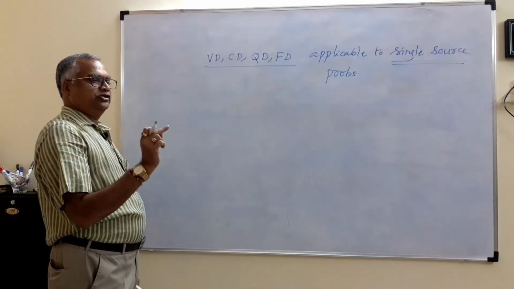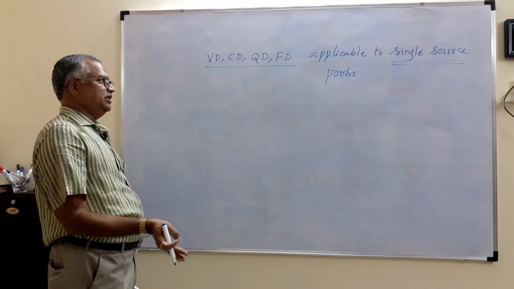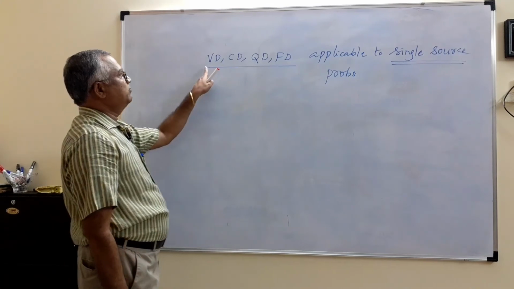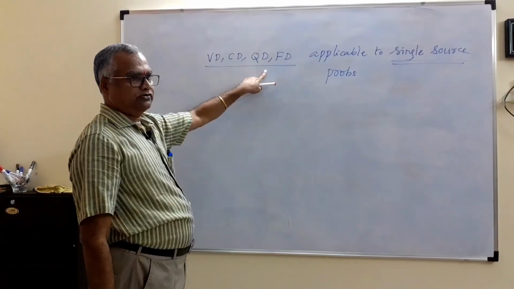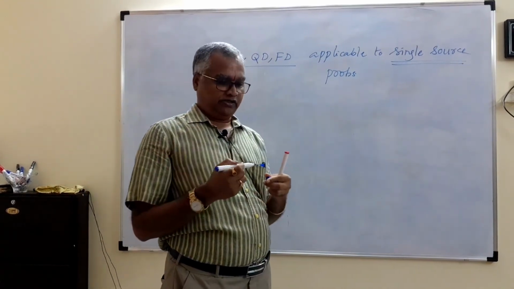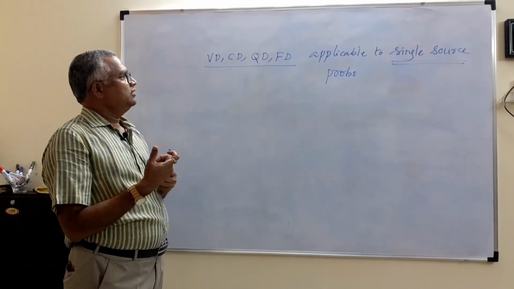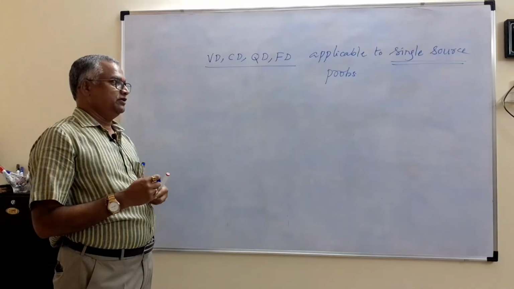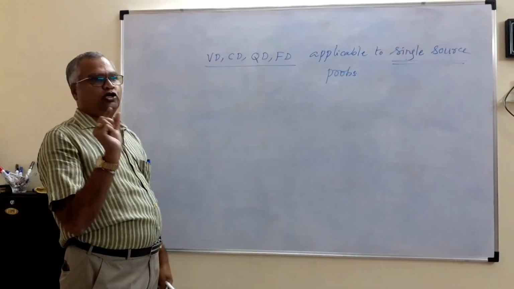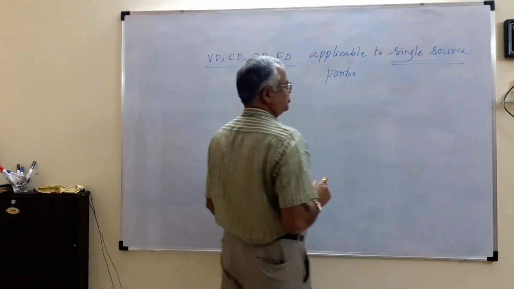If the network has only one source, either voltage source or current source, DC or AC, don't go for nodal or mesh analysis. Comfortably apply these formulas only. Nodal and mesh is the advanced technique, like an AK-47. You can kill any animal using an AK-47. That's a powerful tool. But voltage division and current division are small tools. So apply this when you have only one source.